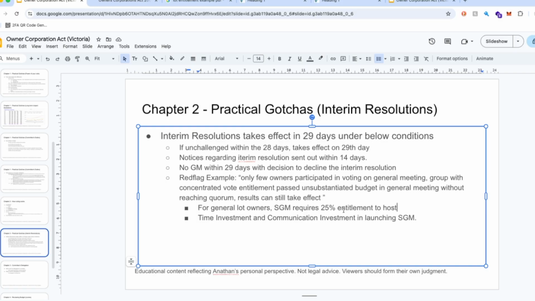as an interim resolution, and then after 29 days, if you're not able to get enough support or attention to address the matter, because if you're hosting an SGM to address the matter, you also need 25% entitlement to agree. Well, I'll talk about this later in my video: what are the compliant ways to lodge an SGM.